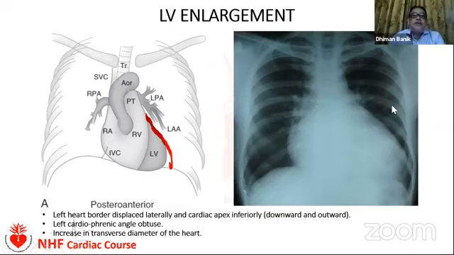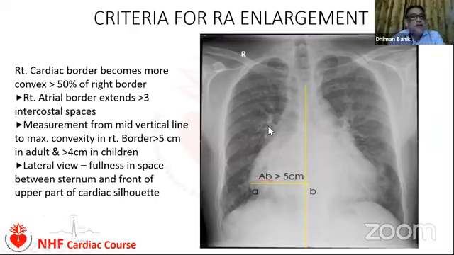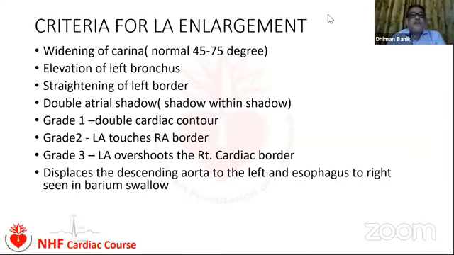In right atrial enlargement, the right border of the heart becomes more convex and shifted to the right. If the distance from the midline to the highest convexity of the right border is more than 5 centimeter in adults and more than 4 centimeter in children, it is demarcated as right atrial enlargement. The criteria for left atrial enlargement will be discussed by Professor Fazila Malik Madam.